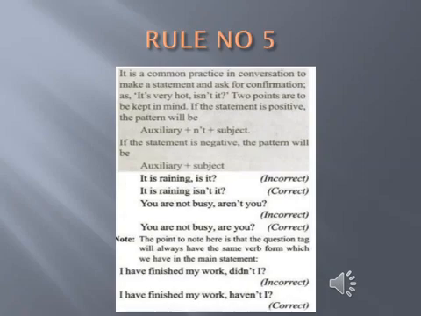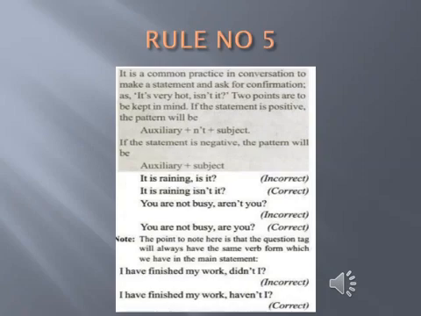2 points are to be kept in mind. If the statement is positive, then the question tag will be negative. If the statement is negative, the question tag will be positive. So the pattern will be auxiliary plus n apostrophe t plus subject. If the statement is negative, the pattern will be auxiliary plus subject. It is raining, is it? It's wrong. It is raining, isn't it?